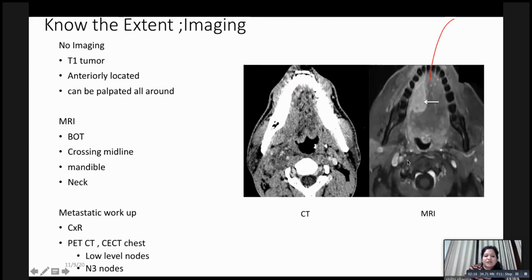Now, metastatic workup in terms of chest X-ray should be done in all cases, irrespective of the stage. But if the patient is having stage 4 disease, especially with multiple lymph nodes or low-lying lymph nodes or N3 nodes, you must do PET-CT. If PET-CT is not available because of financial or some other challenges, then CT chest is an equally good modality because lung is the most common site of metastasis and often the first site of metastasis in tongue cancer.